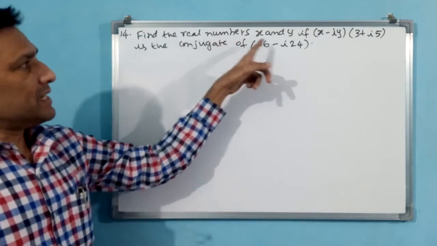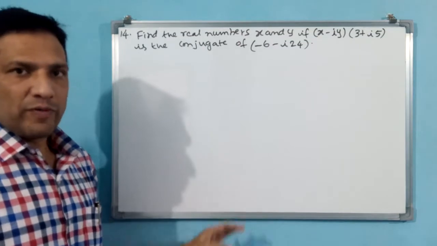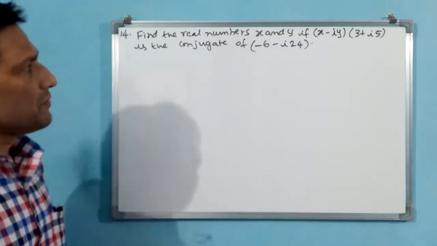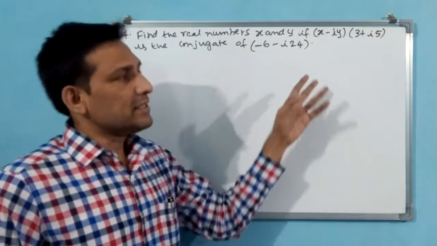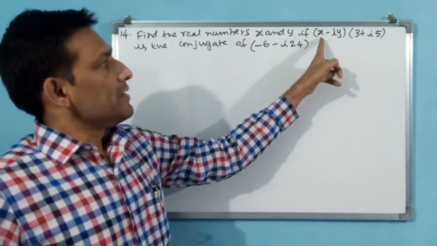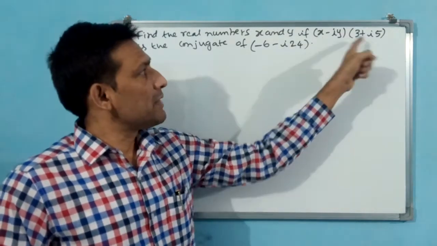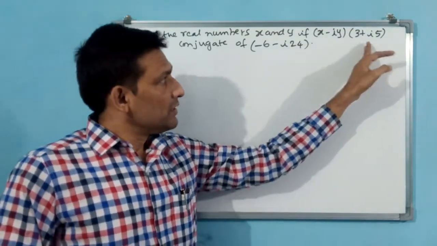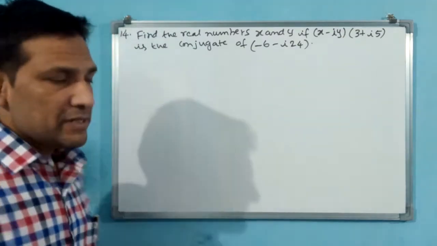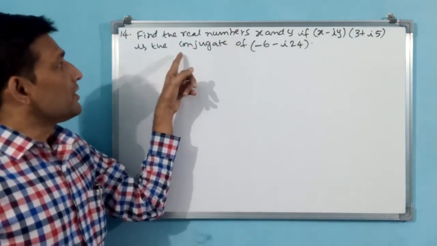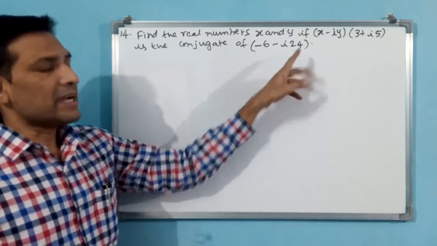Find the real numbers x and y. Real numbers you have to find, x and y. Why? Because this will come in an equation. Then you have to find those values. But what is the logic they have given? How to find? x minus iy into 3 plus i5. See, these two are complex numbers and multiplication is shown. Two complex number multiplication is equal to the conjugate of minus 6 plus i24.